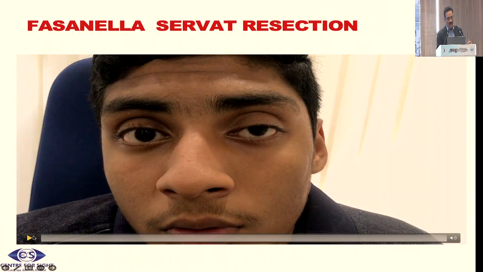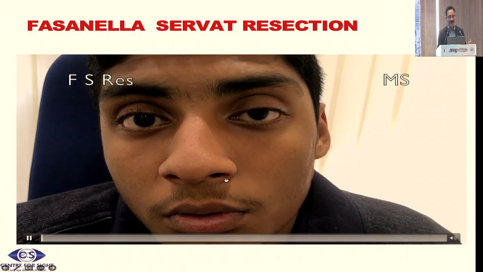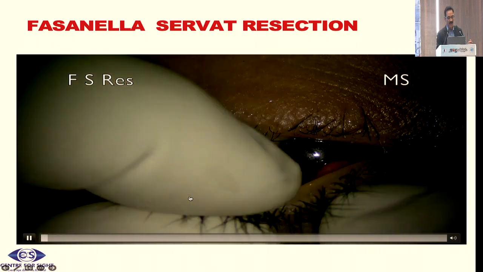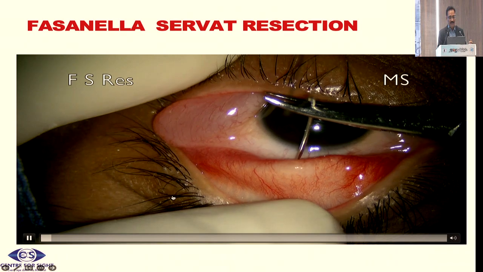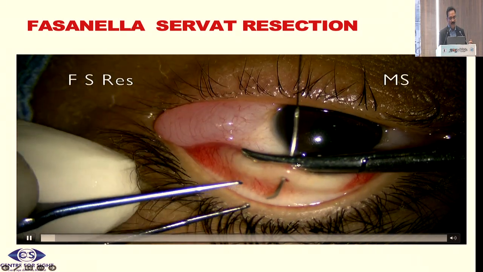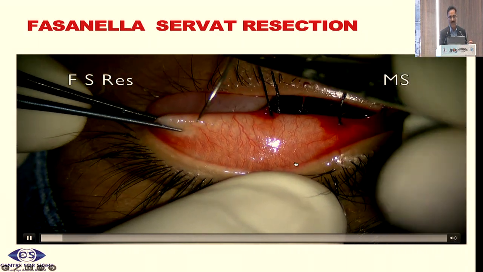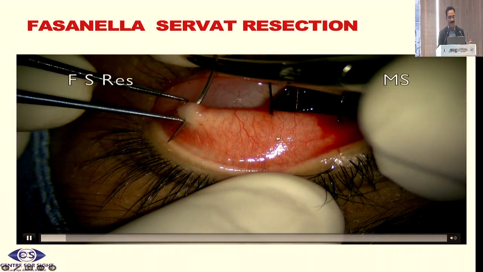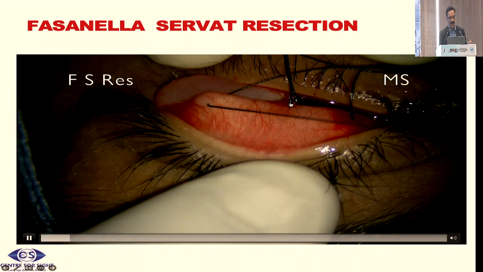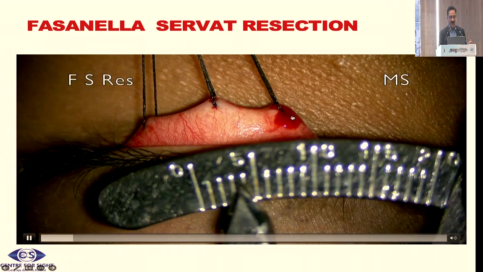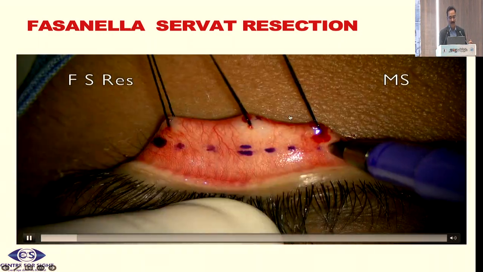So how to do this surgery? This is a gentleman with left eye ptosis, around 2.5 millimeters of ptosis is there. The eyelid is everted. We are doing a modification of the traditional Fasanella-Servat. This modification was prescribed by our teacher, Dr. Batheria. So 3 stay sutures are passed on the tarsus edge. 4 millimeters is marked on the tarsus.